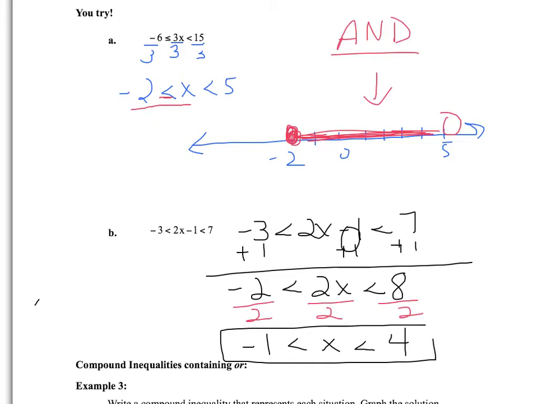To graph this, I need to have the points 1, 2, 3, 4. Reading it starting from x, x is greater than negative 1, which would be going this way, and x is less than 4, which should be going this way. And again, they happen to be in the center.